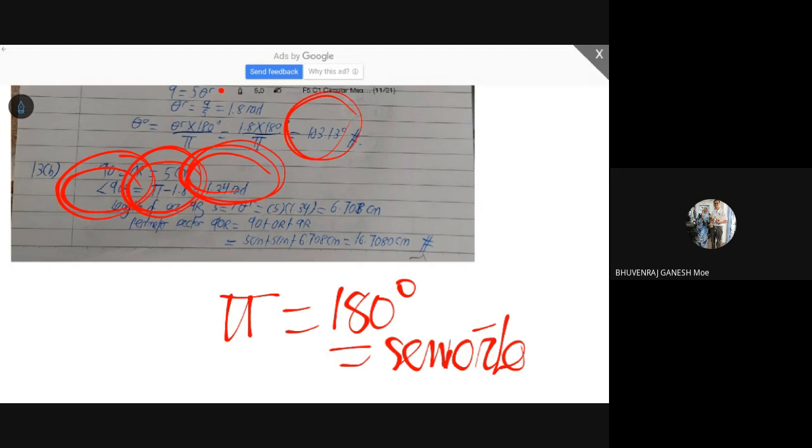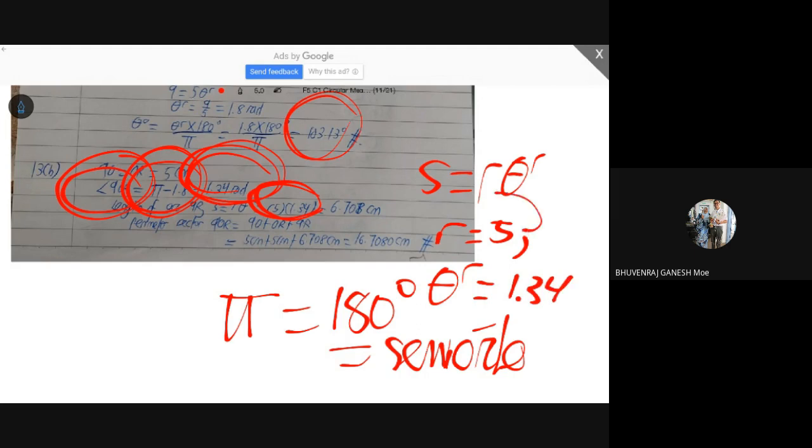So then, you just times 5, sebab 5 tu adalah jejari. 5 is the radius. So S is R theta radian. R is 5. The theta in radian yang kamu dapat is 1.34. So kamu gantikan saja dalam formula, just substitute. So you will get the panjang lengkok, the length of arc. 6.708 is 6.71 lah. Betul lah Daniel, not wrong. You can write 6.71 also, no worries. But for the final answer, if you want, just give it to four decimal places. Jawapan akhir bagi kepada 4 tempat perpuluhan.